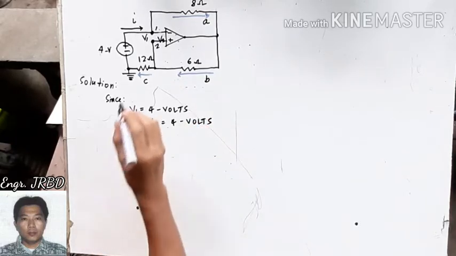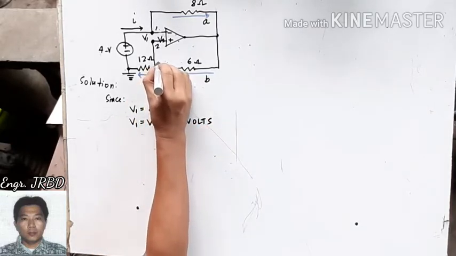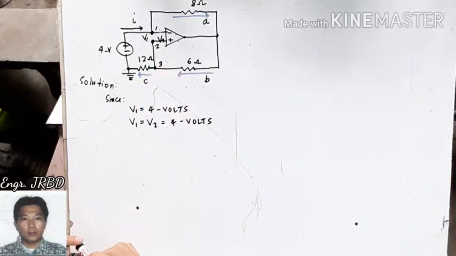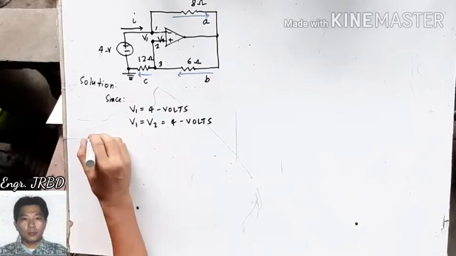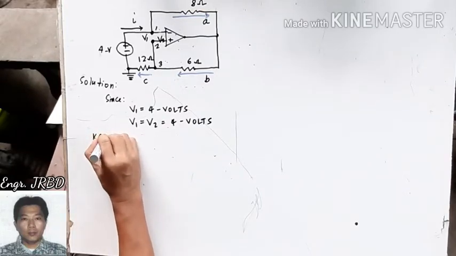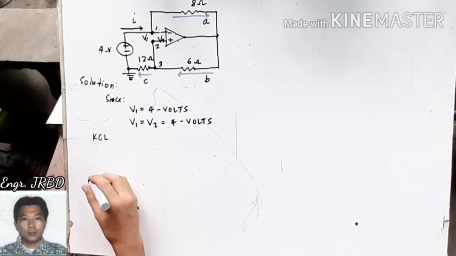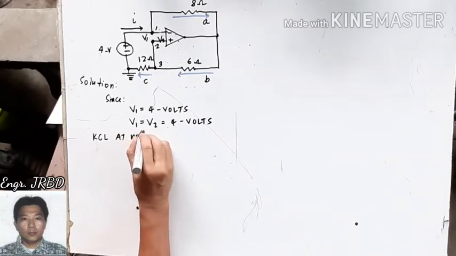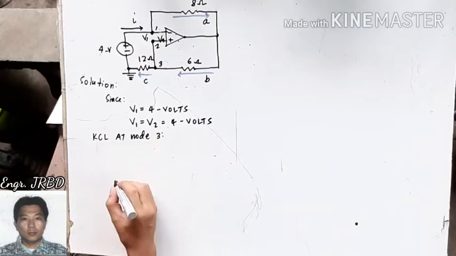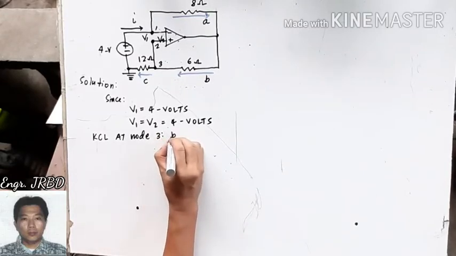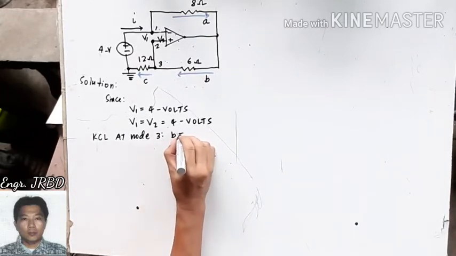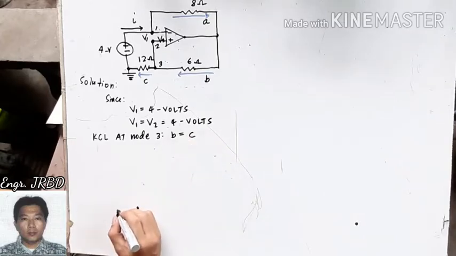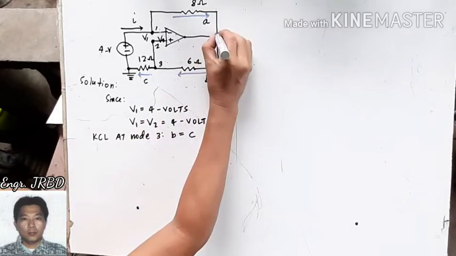Okay? So if this is your node 3, if you apply your KCL at node 3, that will make a change, no? You can already obtain some of the currents there. KCL at node 3: the summation of currents entering, there is only one, is equivalent to the currents going out.